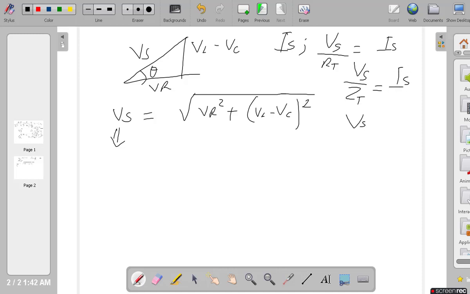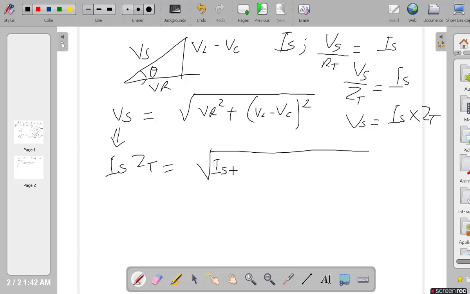So another way we can write Vs is in terms of IS times Z total. Now I'm replacing this Vs with I supply Z total, which is equal to the square root of the following. What is VR in terms of IS? VR is equal to IS times the resistor. Notice that everything is being squared, so we can write VR as supply current times resistance, squared.